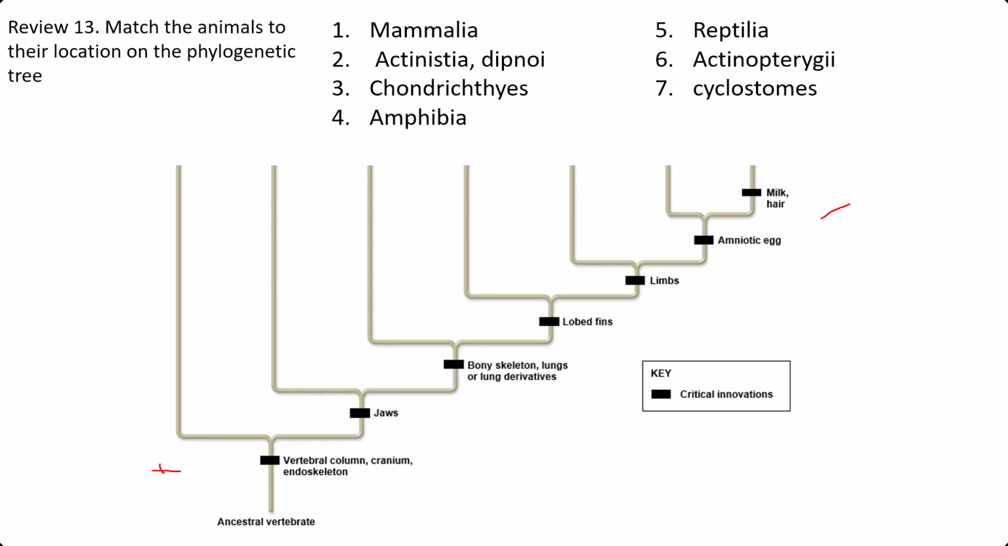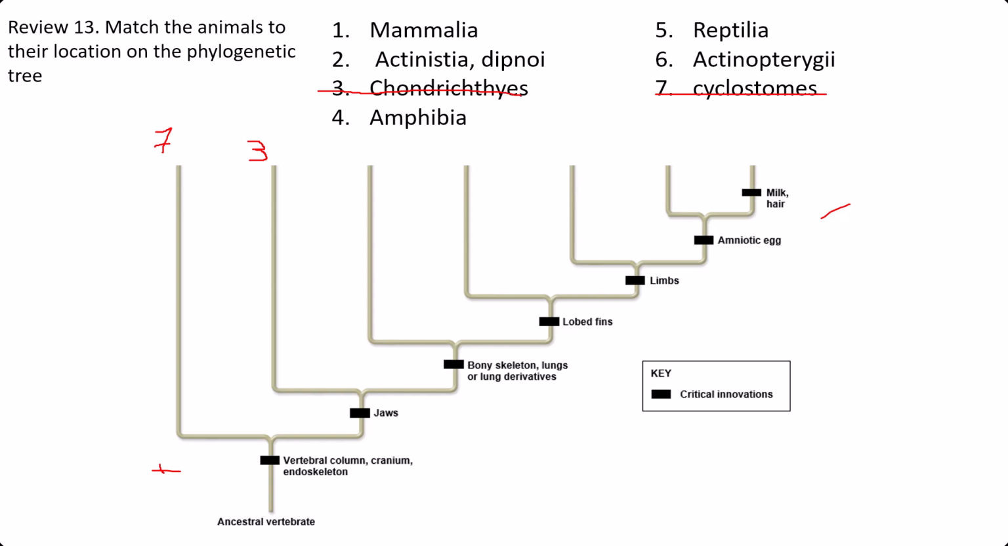So this grouping has a vertebral column, a cranium, and endoskeleton, but does not have jaws. So that's going to be our cyclostomes, the circle openings. So number 7 goes on our first one. And then our next branch here has jaws, but it doesn't have a bony skeleton. So that's going to be our cartilaginous fish, our chondrichthyes. So that's going to be 3.